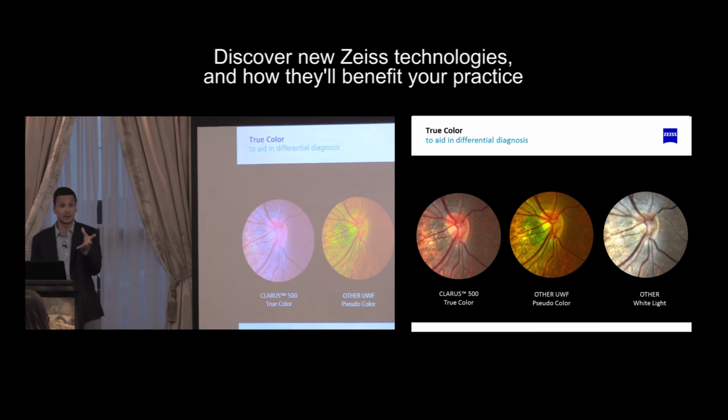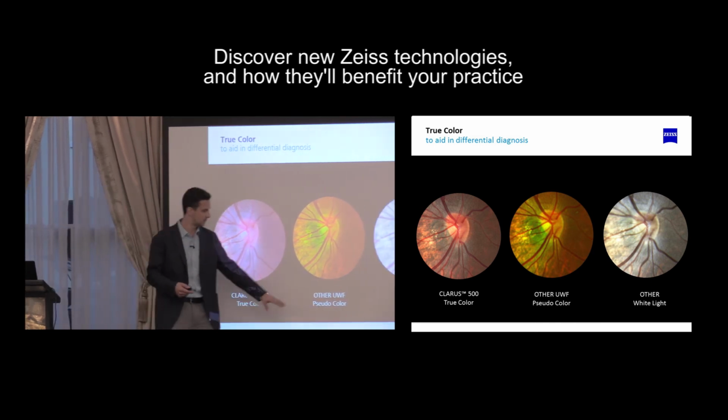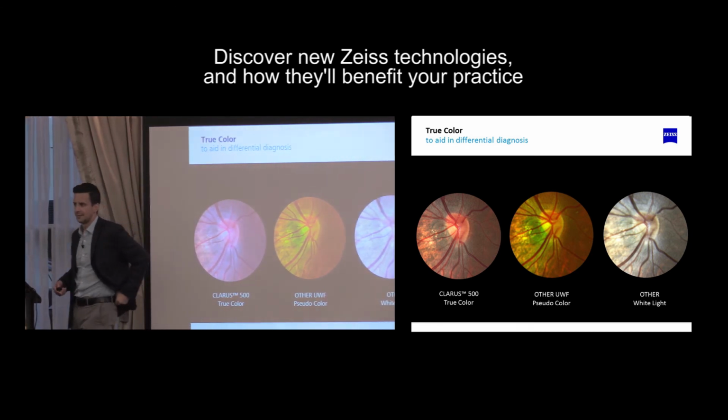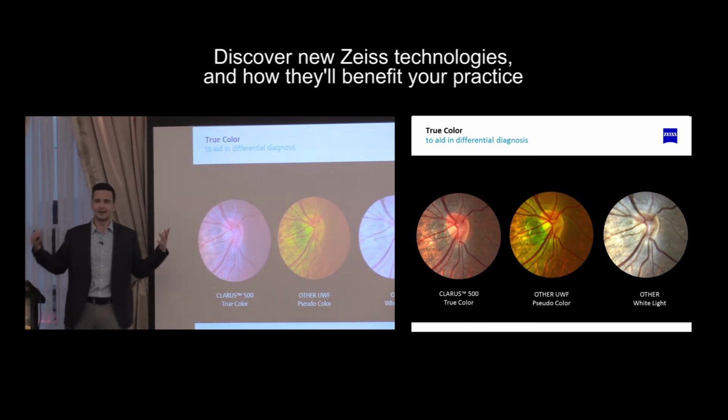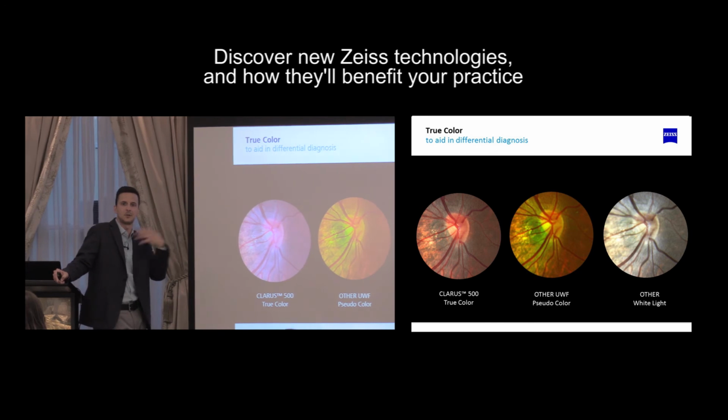In terms of true color when it comes to a nerve, this is a really important distinction. Credit to Zeiss, other ultra-wide field. That's an Optos. They don't necessarily, in certain places, have this labeled as such, but there's only one other really ultra-wide field out there. So when I'm talking about that, you should know that I'm talking about comparing this to what my experience has been with an Optos.